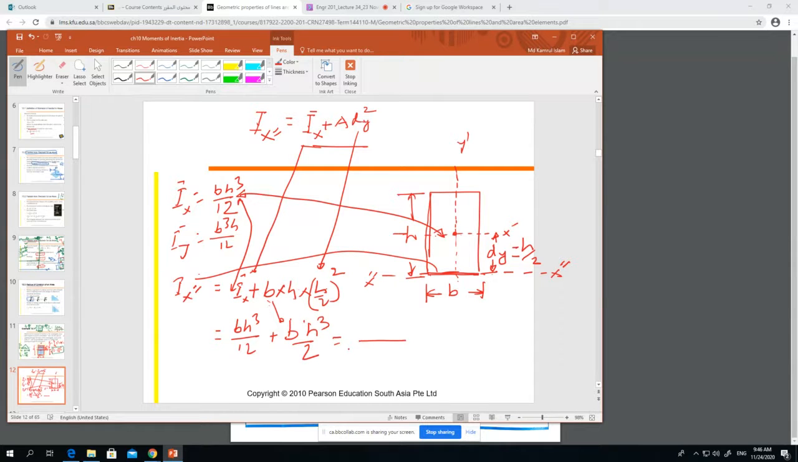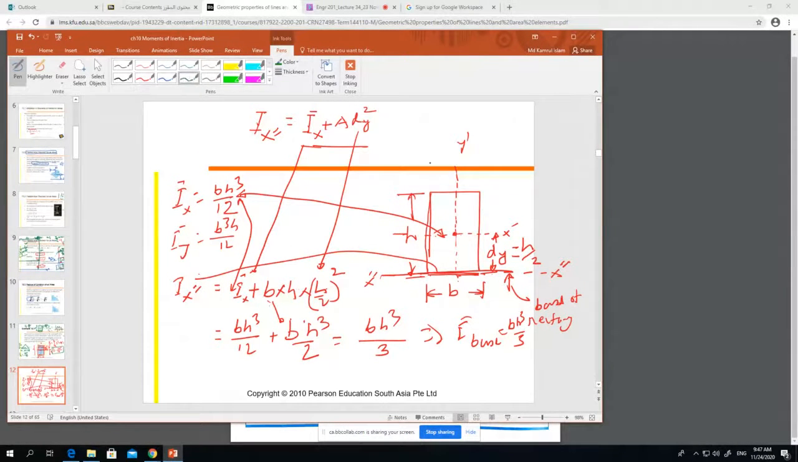So finally, if we do the final calculation, you will find B H cube by 3. And this is actually the baseline, right? The base of the rectangle. So with respect to the base, our moment of inertia is B H cube by 3.